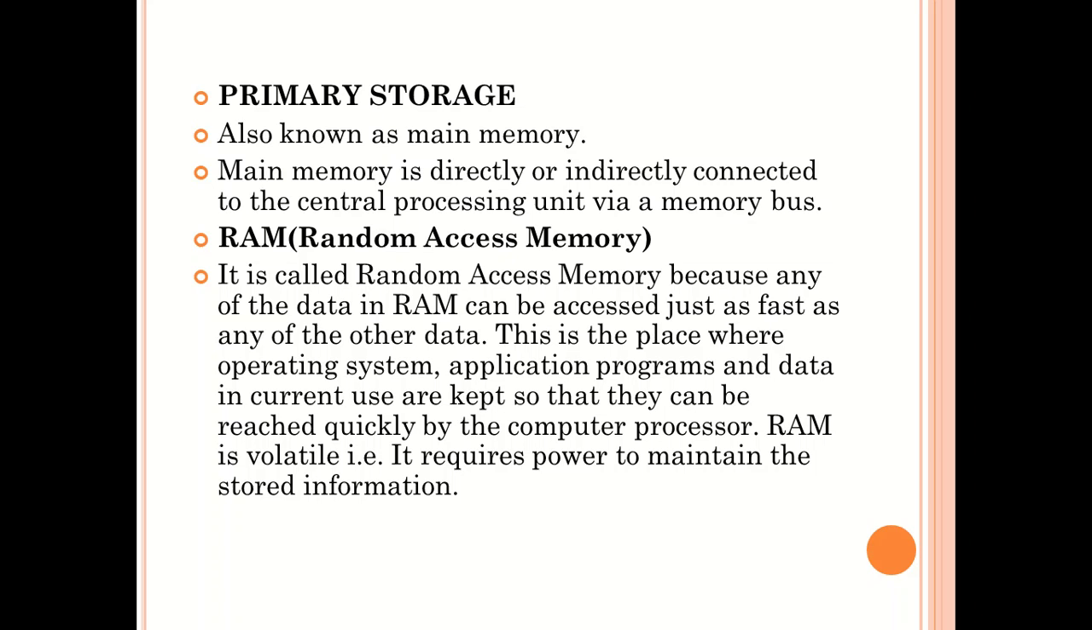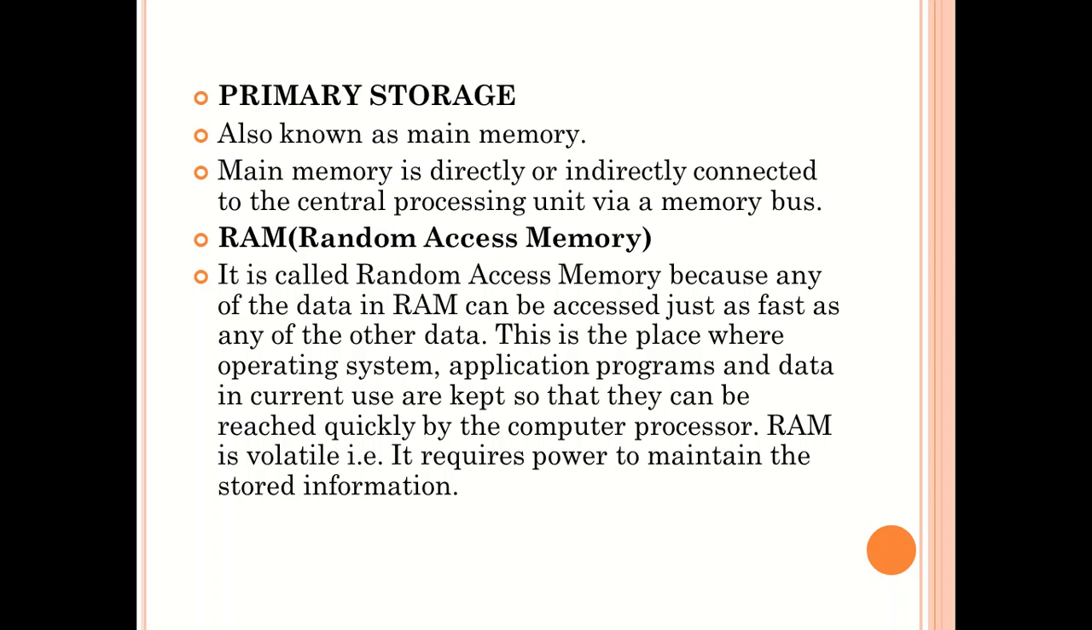Now in the primary storage we have got two types. We have what we call the random access memory, and then we have the read-only memory. Talking of the random access memory, all the current data that is being used on your computer system is held, or resides, in this device. Be it the operating system, be it the application programs, be it the data that you're currently using, all this information is held in the random access memory.